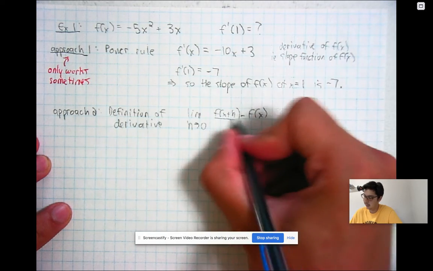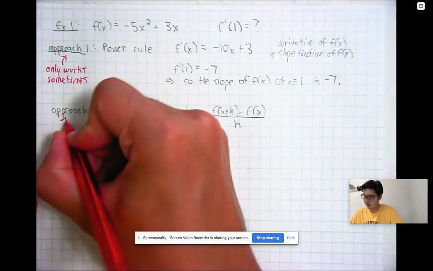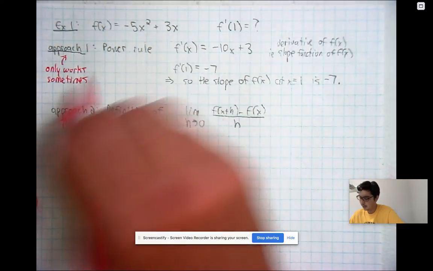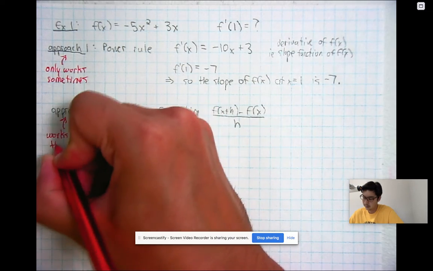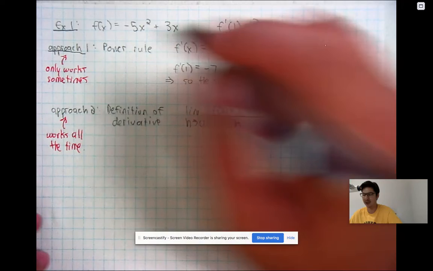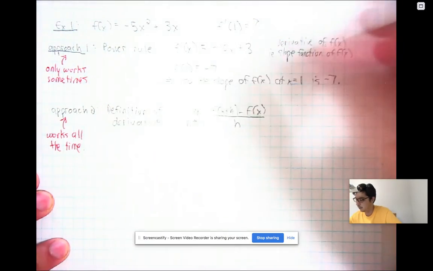And I write that a lot because it's so important, and I want you to be like, oh, you're writing it again? Yes, I hope you understand, you memorized that. And this works all the time. So yeah, you have a shortcut in the power rule, and that's great, but it's not always going to work. And you want to always have a backup in case this doesn't work, or maybe you want to check your answer. Now let's do it in this example and see if we get the same thing.